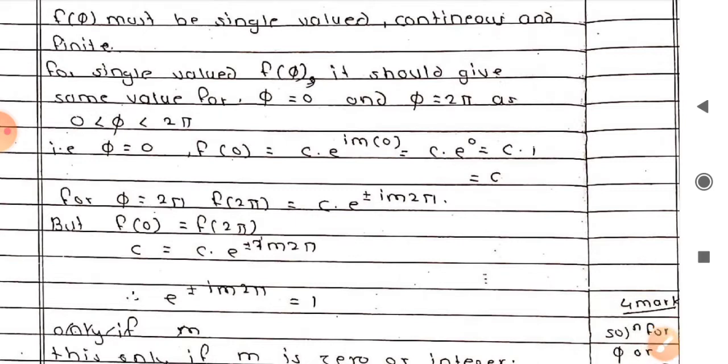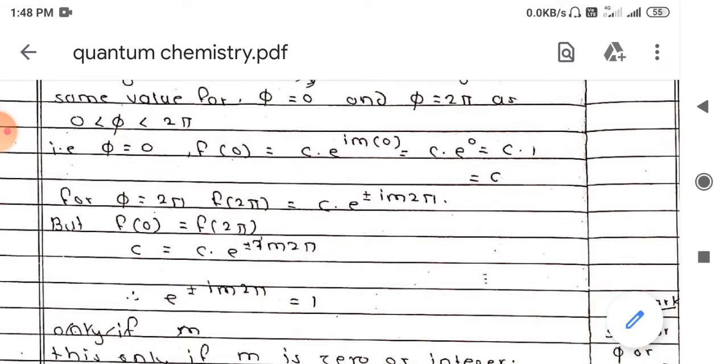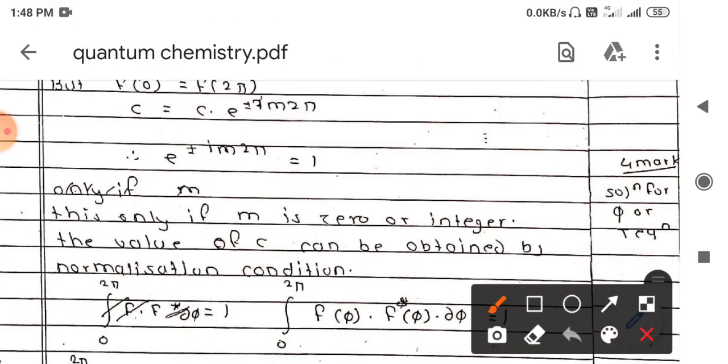F of 0 means c into e raised to im into 0, which comes out to be c. So in order to have the single valued condition satisfied, f of 2 pi should be equal to f of 0. But f of 0 is c, so c should be equal to c into e raised to im into 2 pi. Therefore e raised to im 2 pi should be equal to 1.